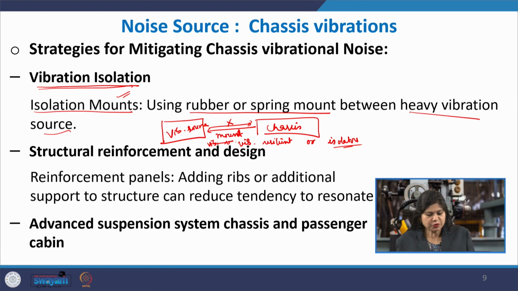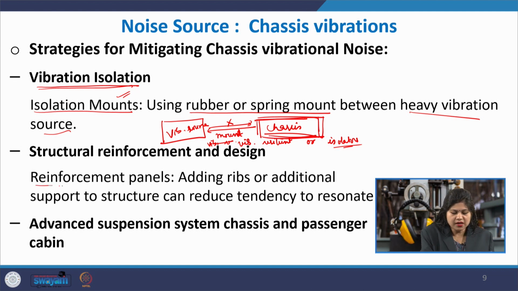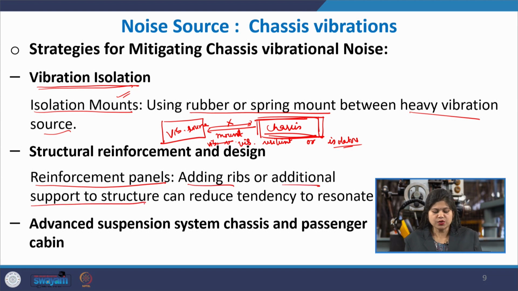Then structural reinforcement and design can be done for the chassis itself. The chassis could have a better design, which means you can have some reinforcement panels, such as adding ribs or additional support to the structure. It can reduce the tendency to resonate. So the first thing is to stop the vibrations from passing from the source to the chassis, which you can do using isolation mounts or more vibration resilient mounting. And the other is that the chassis itself could be made sturdy enough so that whatever vibrations pass into it are not easily set into resonance.